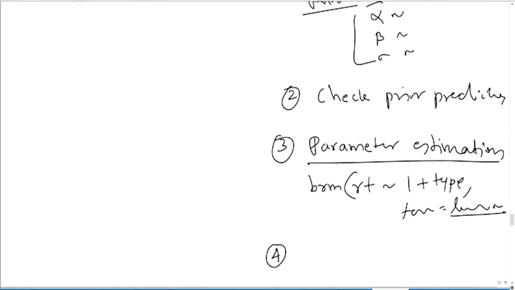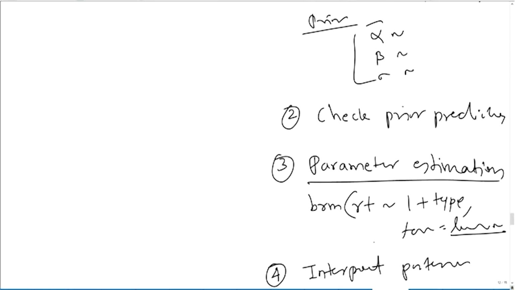Now you can interpret posterior distributions or 95% credible intervals. How do we interpret them?